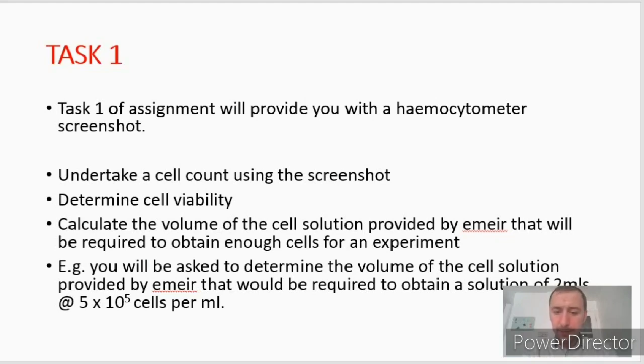For example, you will be asked to determine the volume of the cell solution provided by Emer that would be required to obtain a solution of 2 mL at 10 by 10 to the 5 cells per mL. And that part of the assignment will be worth 20 marks. And you'll find this in the answer book.